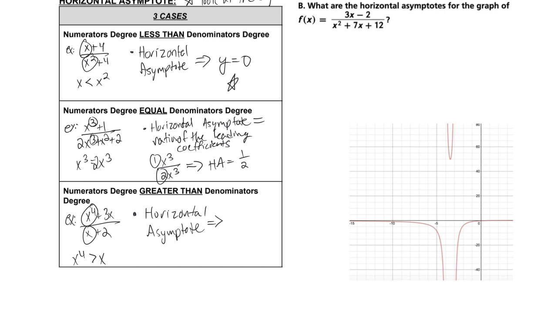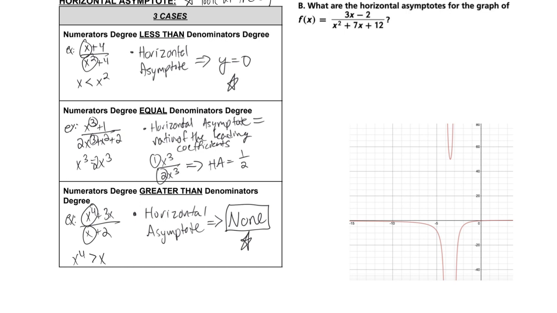Right? It does not exist. There are none, okay? So if the numerator degree is less than the denominator, y is equal to 0 for your horizontal asymptote. If they're equal degrees, then it's the ratio of the leading coefficients. And if the numerator degree is higher than the denominator degree, there are no horizontal asymptotes.